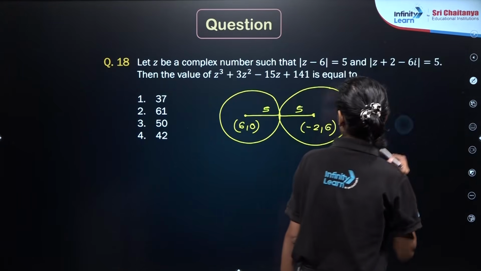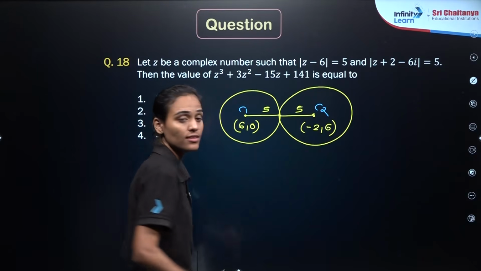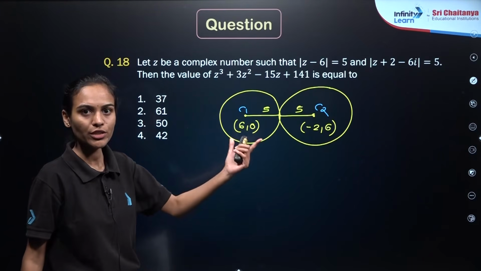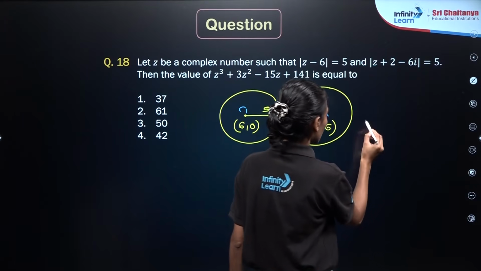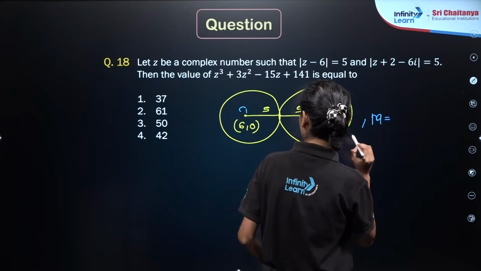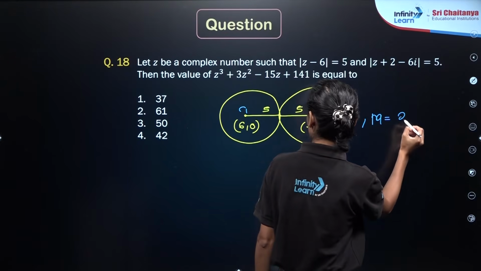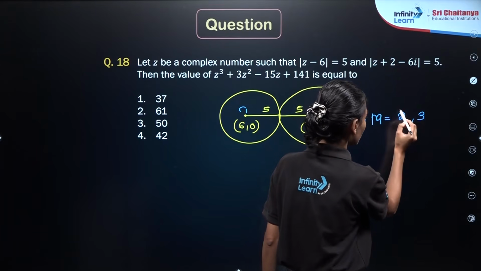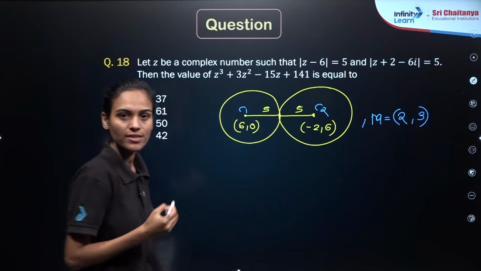If you consider the midpoint of C1 and C2, that is z. They are saying z is the midpoint of the line joining the two centers C1 and C2. So if you calculate that midpoint, it will be (6 minus 2) by 2, which is 2, and then (0 plus 6) by 2, which is 3. So your z is 2 plus 3i.